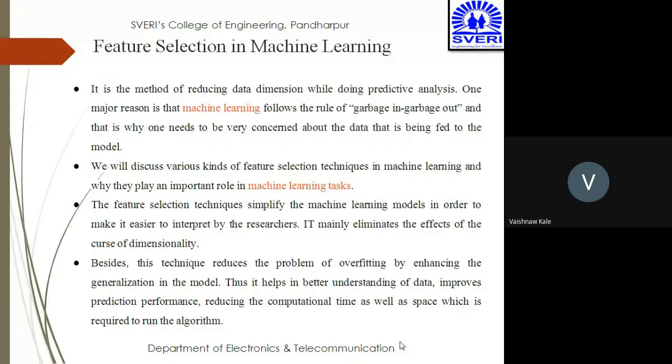We will discuss various kinds of feature selection techniques in machine learning and why they play an important role in machine learning tasks. The feature selection techniques simplify the machine learning models in order to make them easier to interpret by the researchers. It mainly eliminates the effects of the curse of dimensionality. Obviously, when we are feeding the data to the model, dimension becomes very important for the data. If your dimension goes wrong, dimensionality means like an m by n matrix, n by n matrix, and your two dimension, one dimension, three dimension.